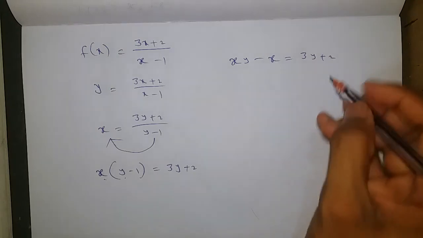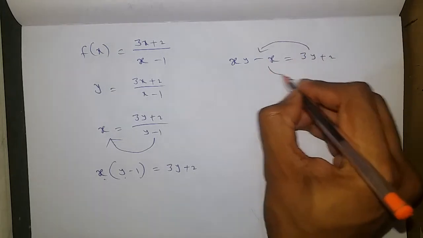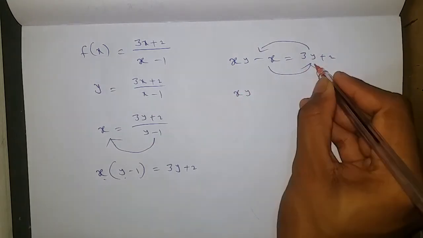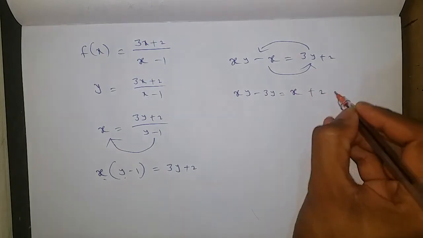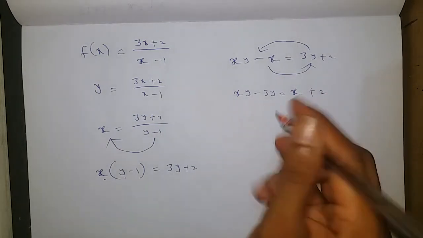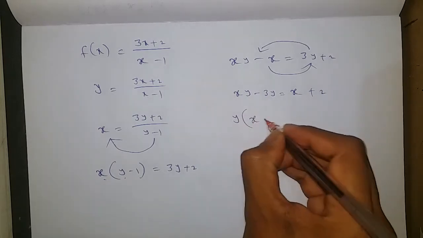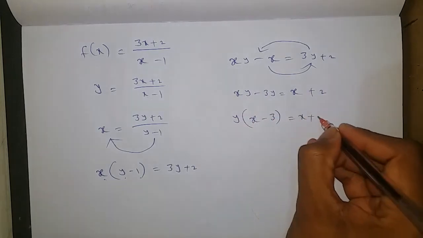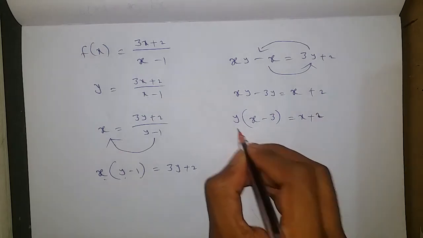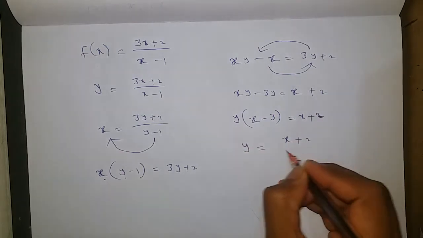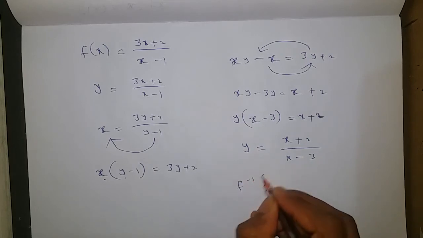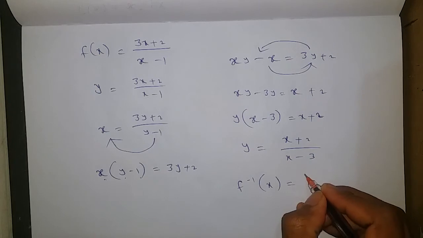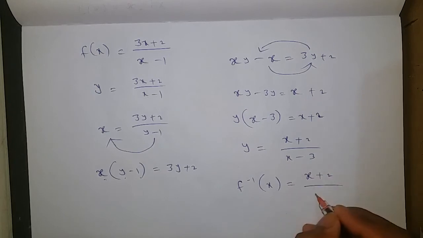Now I am bringing this 3y this side and taking minus x to that side. xy minus 3y is equal to x plus 2. Now from these two I am taking y common, so we are left with y into x minus 3 which is equal to x plus 2. We want the y equation, so y is equal to x plus 2 divided by x minus 3. Now this y you substitute with f inverse of x, which is equal to x plus 2 divided by x minus 3.